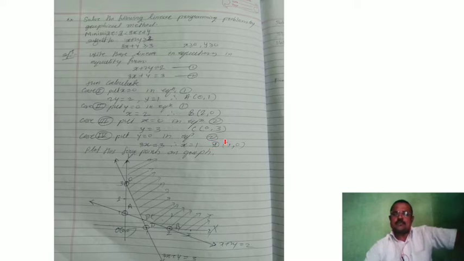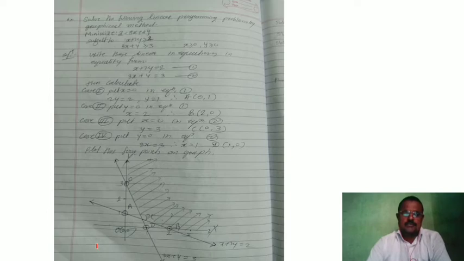Similarly, put y is equal to 0 in equation number 2. We get 3x is equal to 3, so x is equal to 1. Therefore D point is 1, 0. Plot the graph of these 4 points.